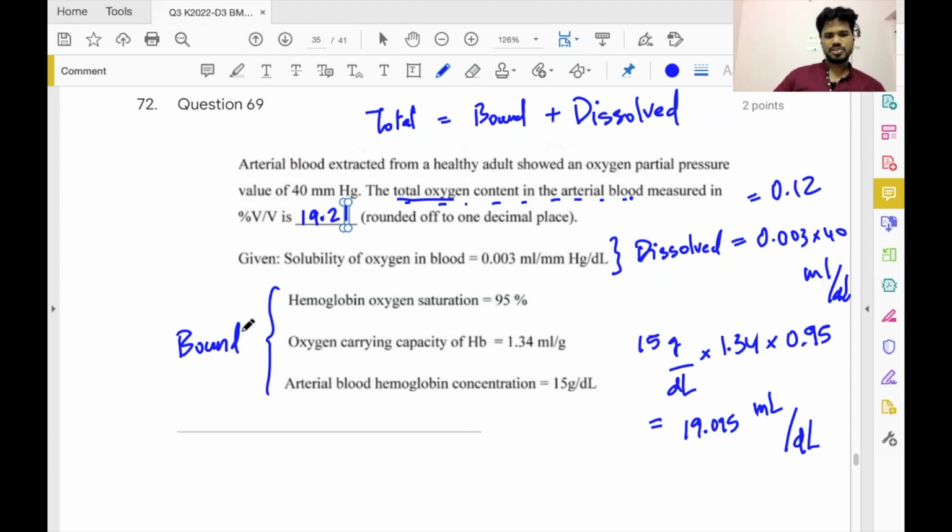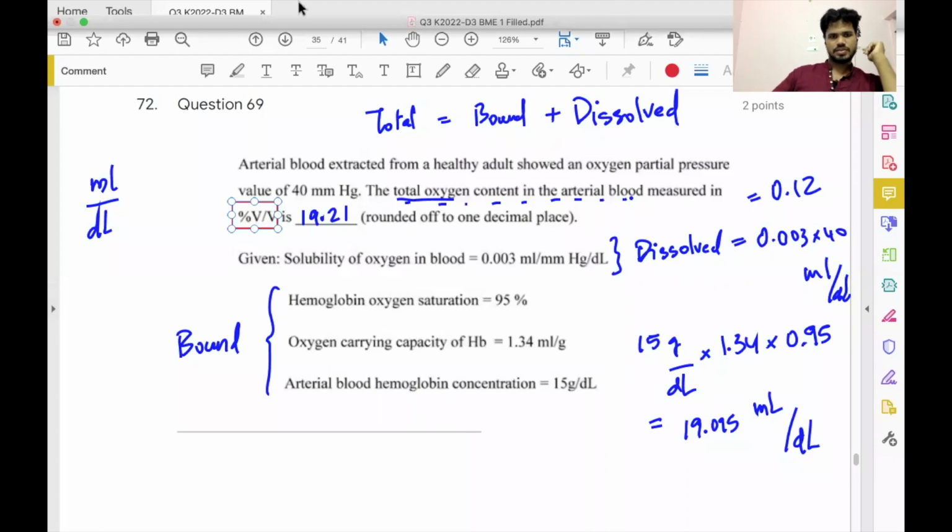But this point is to emphasize the difference. Part of it is dissolved, part of it is bound. Most of it is bound, a small fraction is dissolved. And why this ml per dl? Can anyone answer that? Notice they want the answer in percentage volume by volume. And for some reason, if you give the answer in ml per dl, we have the correct answer. Why is that? Just 1 or 2 minutes here.